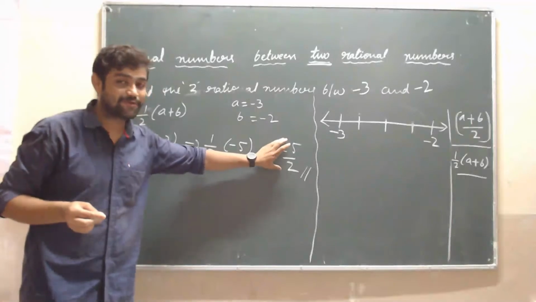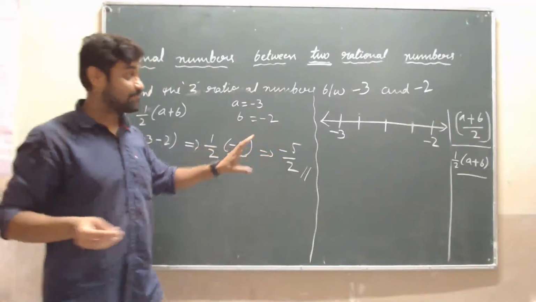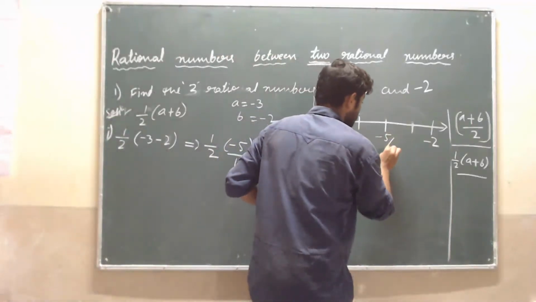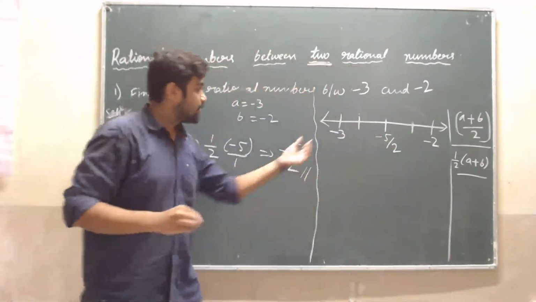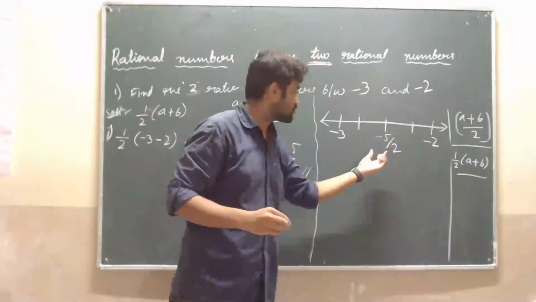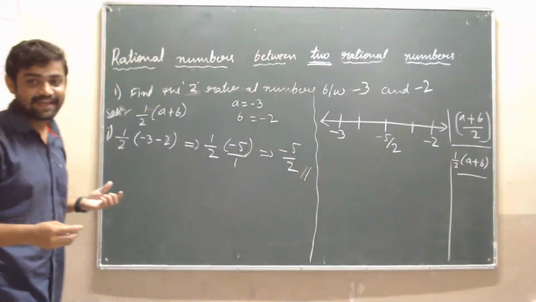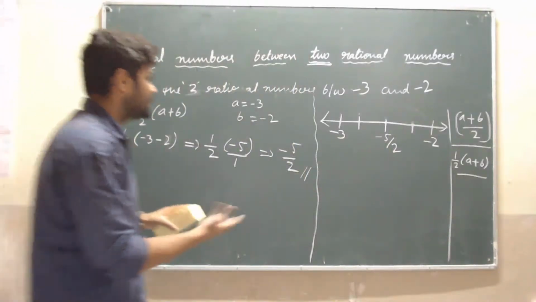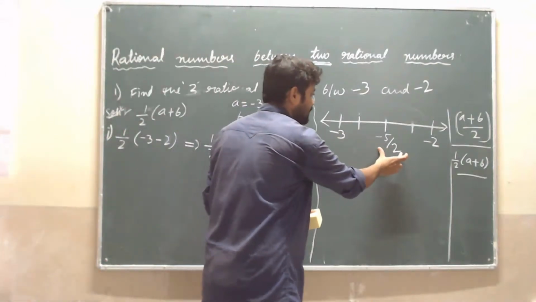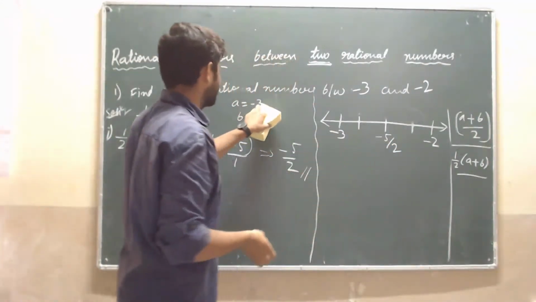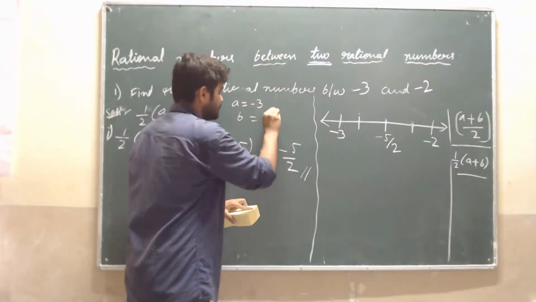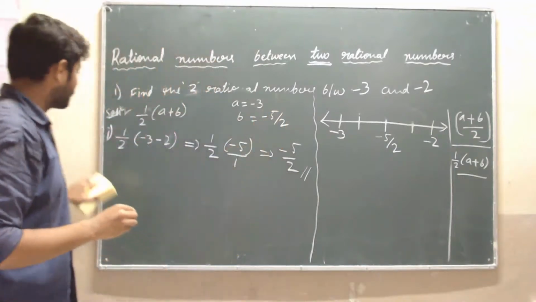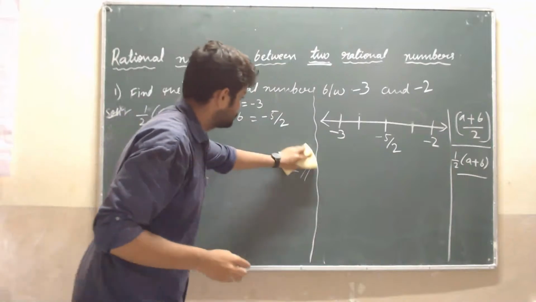And -5 by 2 is the rational number between? Yes, that is here. Between -3 and -2 we have -5 by 2 as a rational number. And two more we have to find, whatever it may be, between -3 and -5 by 2. Okay, I will take -3 and -5 by 2. Okay, let's find out that one.